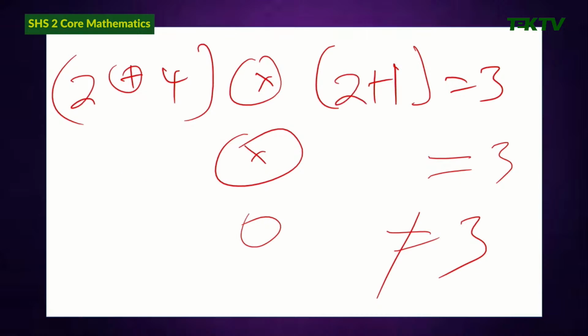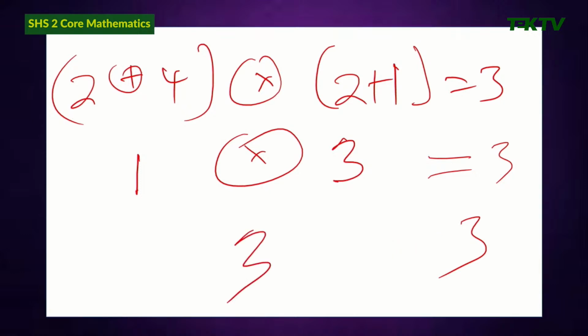This time, 2 plus 4 on the table is 1. 2 plus 1 on the table is 3. And now 1 times 3, when you go to the multiplication table, that will give you 3. And 3 is equal to 3. So this means n is equal to 2, because we tested with 2, not the 3 that we have obtained. Okay, so we write our 2 somewhere.